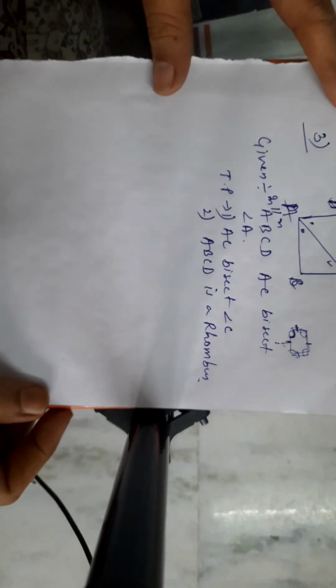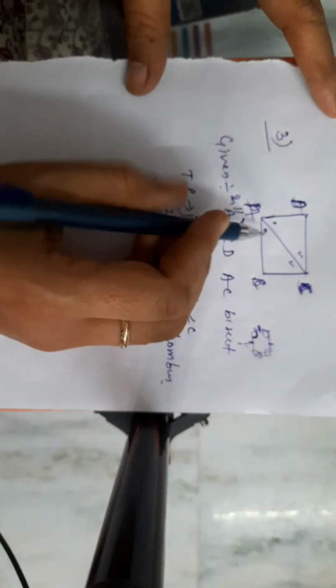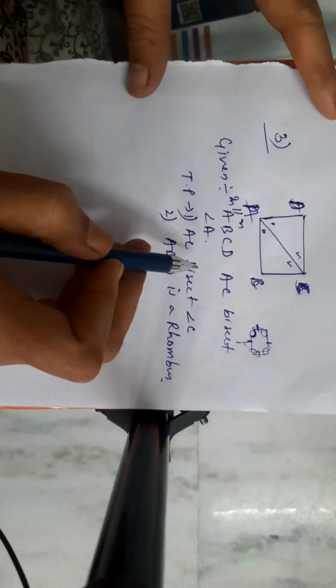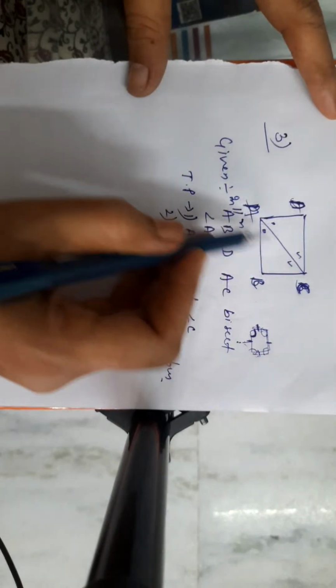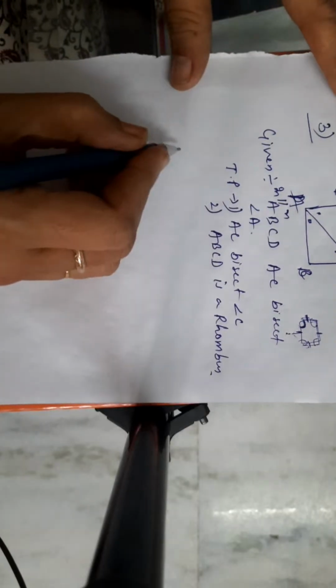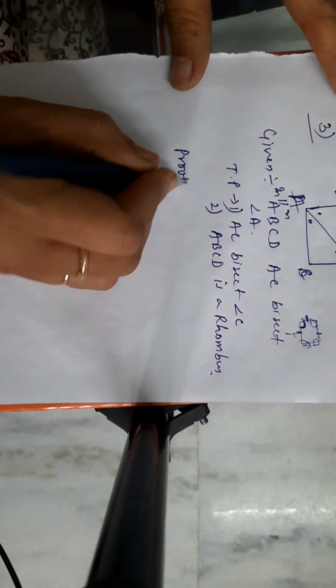So let's move on with that. Here, as it is given, it is bisecting. ABCD is a parallelogram, is given. We know that in a parallelogram opposite angles are equal. So we can start our proof from there. So let's move to the proof part.